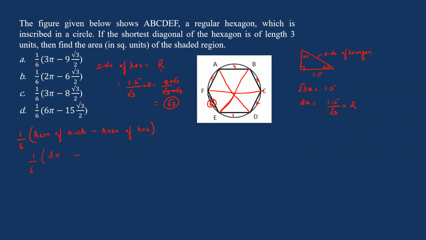Now area of hexagon is area of each equilateral triangle into 6. Clear? We should know these formulas. That is root 3 by 4 into a square. A square is root 3 whole square, which is 3. And this is multiplied 6 times. So this is 2 2s, this is 2 3s. So eventually we have 1 by 6 into 3 pi minus 9 root 3 by 2, which is directly in option 1. Clear? So what are the things that you should know in a hexagon?